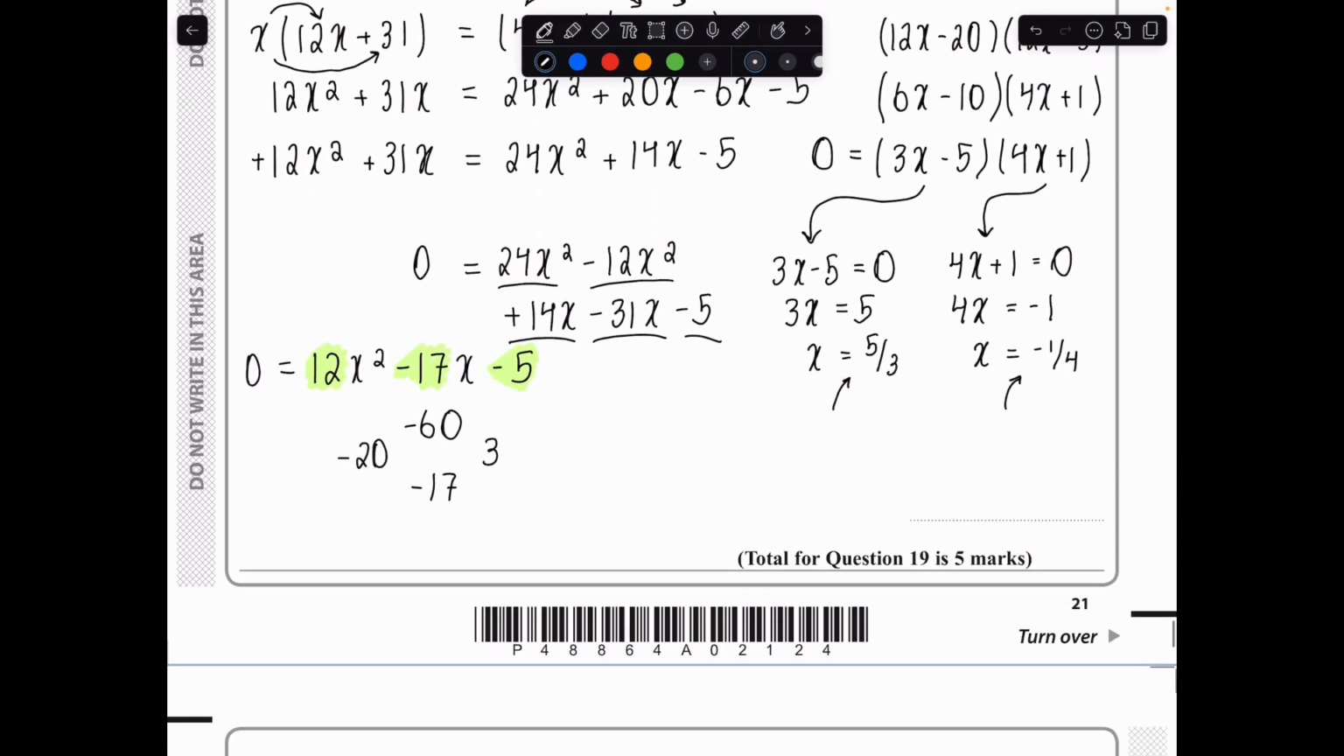So in that case, what we would say is x can't equal negative a quarter, because then we would have a negative length for one of our sides. So the only other value for x is 5 over 3, and that is our final answer for question 19.